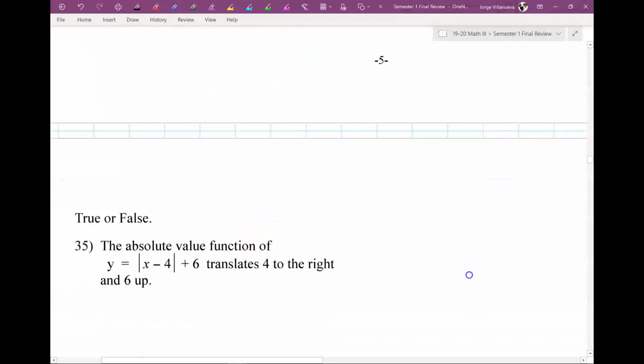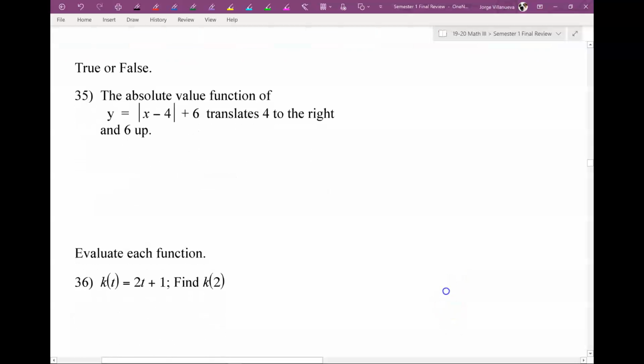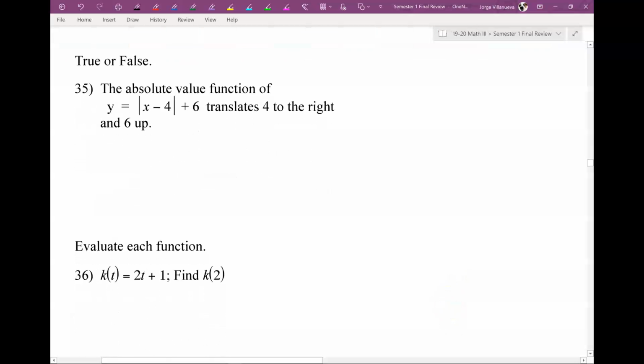So translating 5 down, 8 to the right. Let's look at 35, true or false. The absolute value function of this translates 4 to the right and 6 up. Well, we just talked about this. If it's minus 4, it goes to the right. It says translates 4 to the right, that's good. And if it's a plus 6, that means it's going up 6. It says 6 up. So this has to be true.